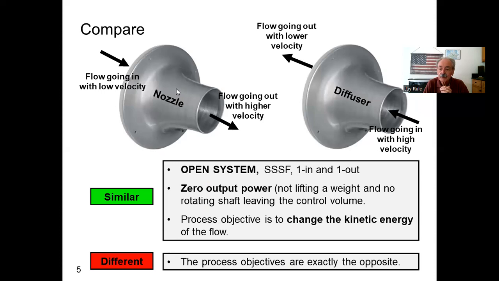So the process objective, similarly, for both of these, is to change the kinetic energy of the flow. For the nozzle, our objective is to increase the kinetic energy. For our diffuser, our objective is to lower the kinetic energy. And so how are they different? The process objectives are exactly the opposite of each other.